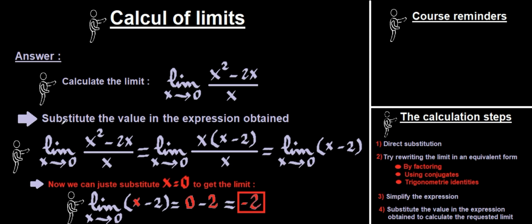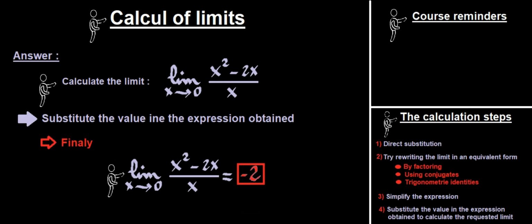Step number 4. Substitute the value in the expression obtained. Notice that the limit as x approaches 0 of the expression x squared minus 2x divided by x is equal to the limit as x approaches 0 of the expression x minus 2. So, we can just substitute the value x equals 0 in the expression x minus 2 to get the limit minus 2. Finally, the limit as x approaches 0 of the expression x squared minus 2x divided by x is equal to minus 2.